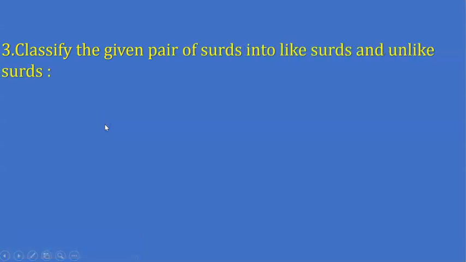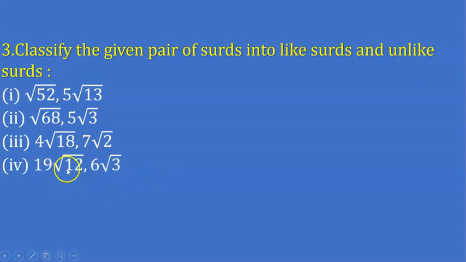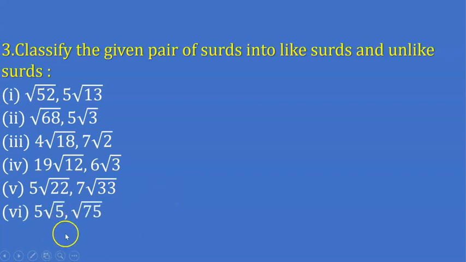Question number 3. Classify the given pairs of surds into like surds and unlike surds. First, root of 52 and 5 root 13. Next, root of 68 and 5 root 3. 4 root of 18 and 7 root 2. 19 root of 12 and 6 root 3. 5 root of 22 and 7 root of 33. 5 root 5 and root of 75.